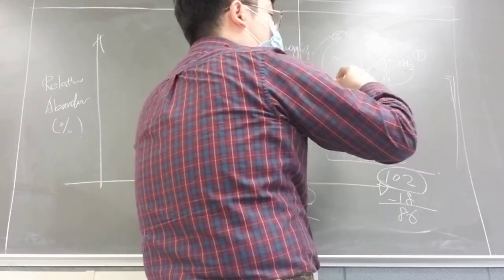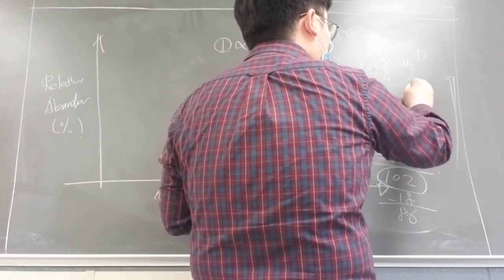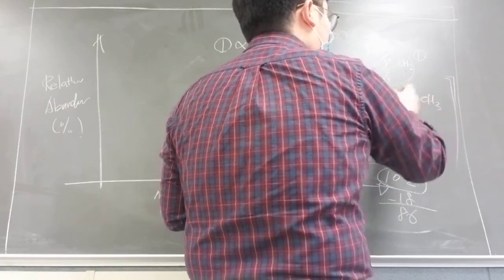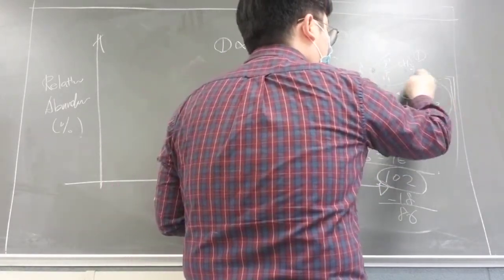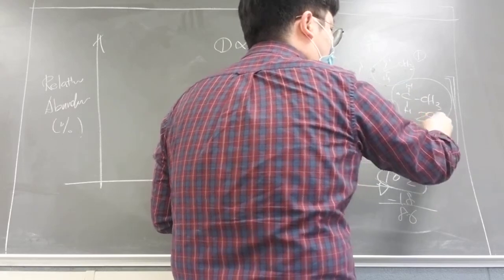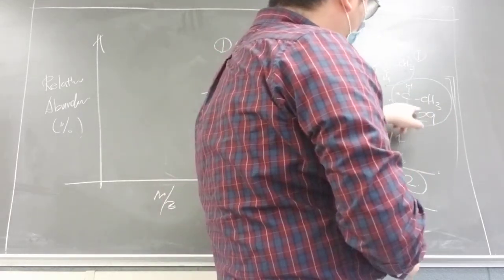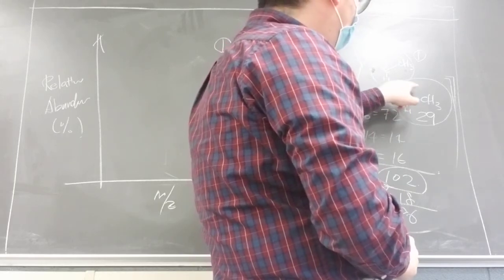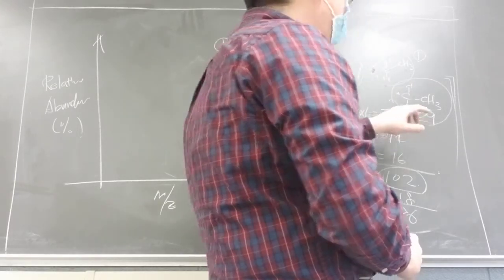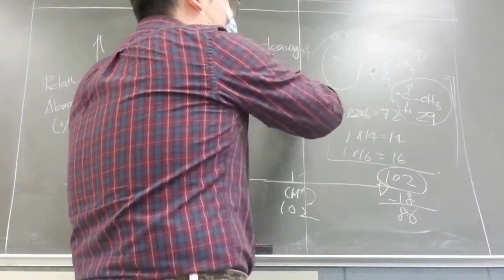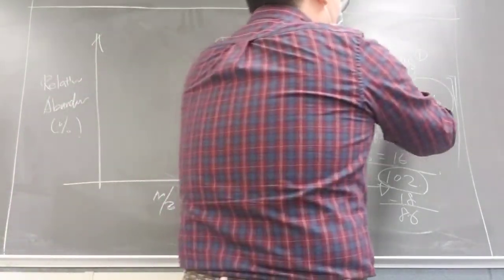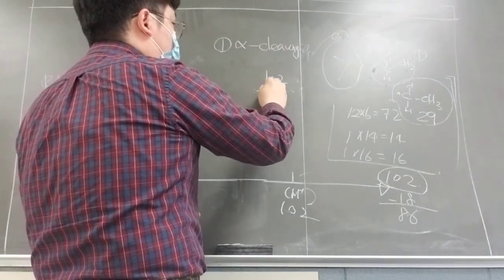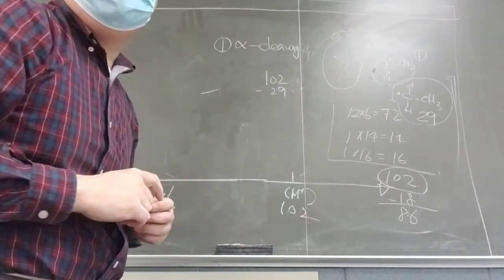So if you remember this, if this one breaks apart as a radical, this is a 29. It's 2 carbon and 5 hydrogen. 12 times 2 is 24, plus 5 is 29, right? So if alpha cleavage happens instead of dehydration, you're supposed to see M+ minus 29 on the peak.